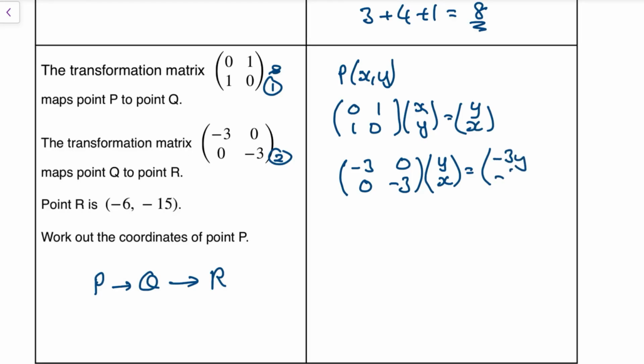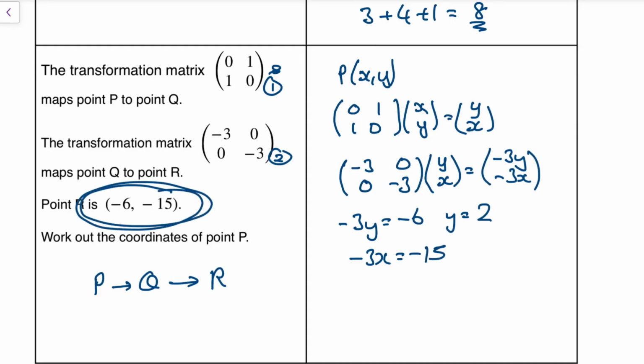So I'm going to multiply that by the previous answer, (y, x), and that's going to give me (-3y, -3x). Okay, and I know that, so it must be the case that -3y is equal to -6, which means that y is equal to 2. And it is the case that -3x is equal to -15. So to be clear, I'm equating it to that coordinate there. And so therefore x is equal to 5, which means my original point P is the point (5, 2).